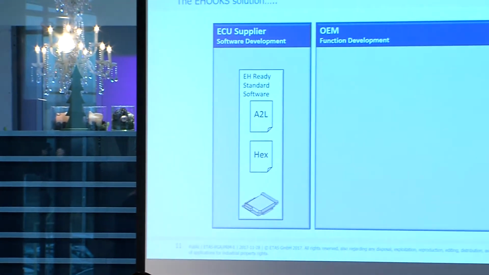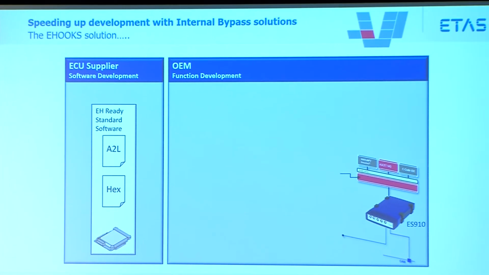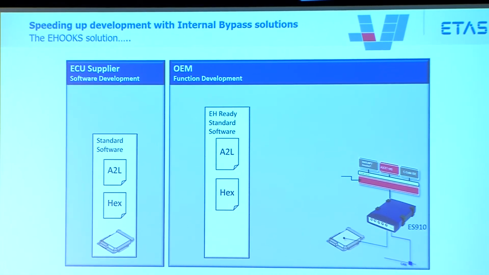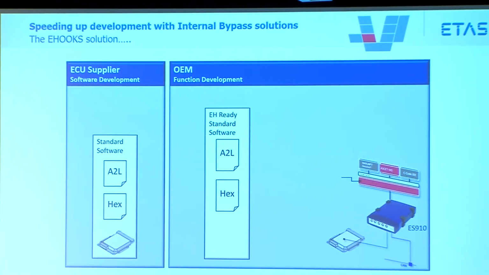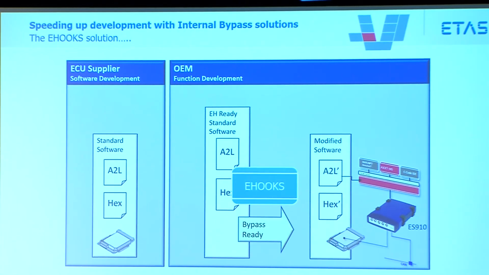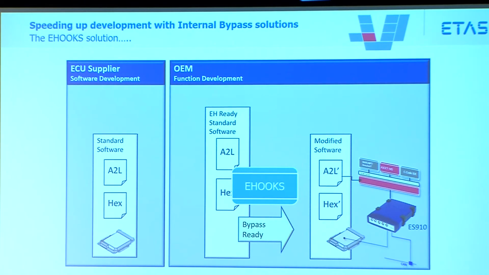So there is a solution. The solution is for the ECU supplier to do a one-time preparation of their ECU software so that it can be used with eHooks. And then that's sent to the OEM customer. And then they can use eHooks themselves to insert the hooks in the software, start the bypass experiments, and when they need to do second and third iterations, they don't need to go back to the Tier 1 this time.